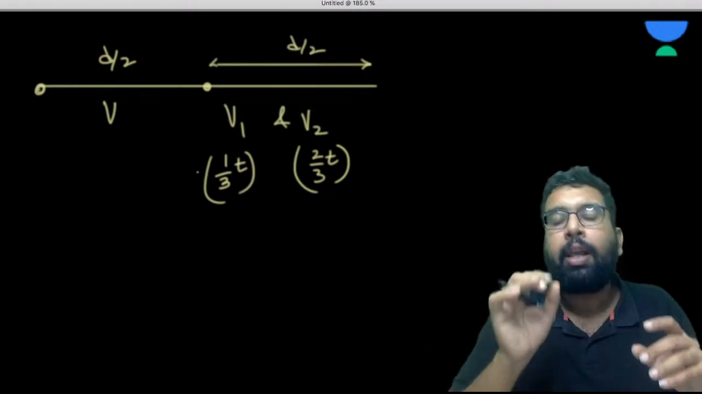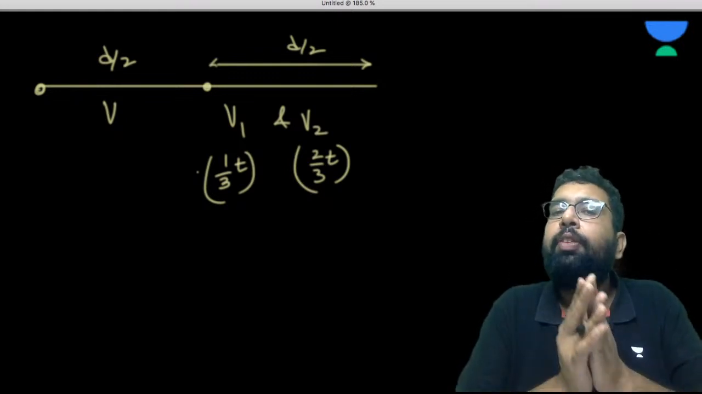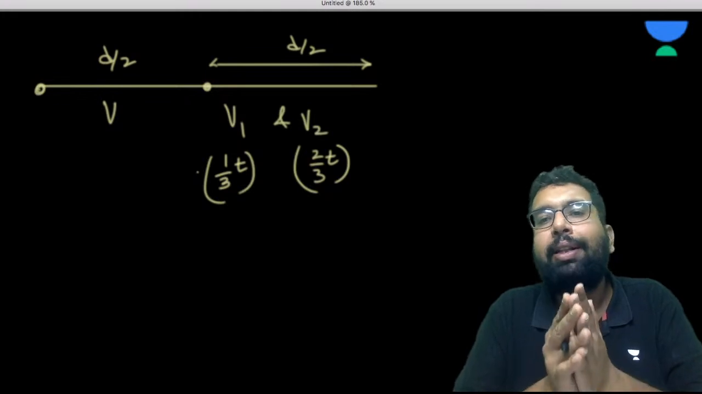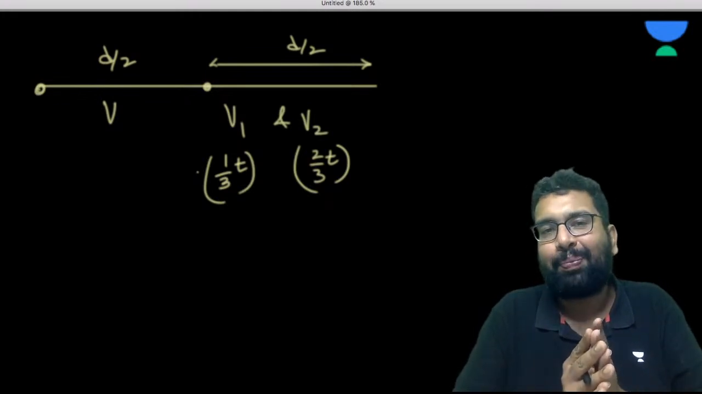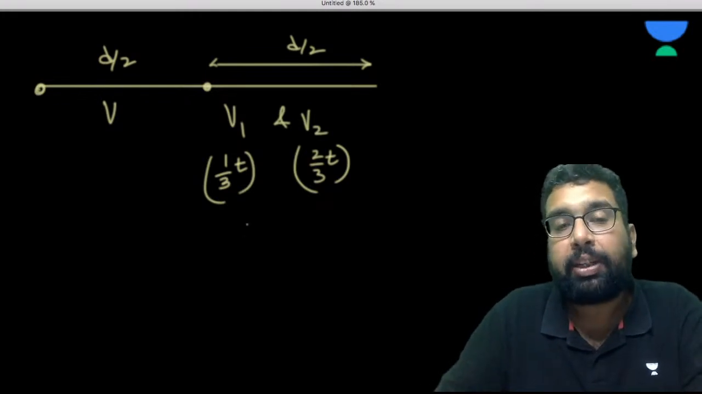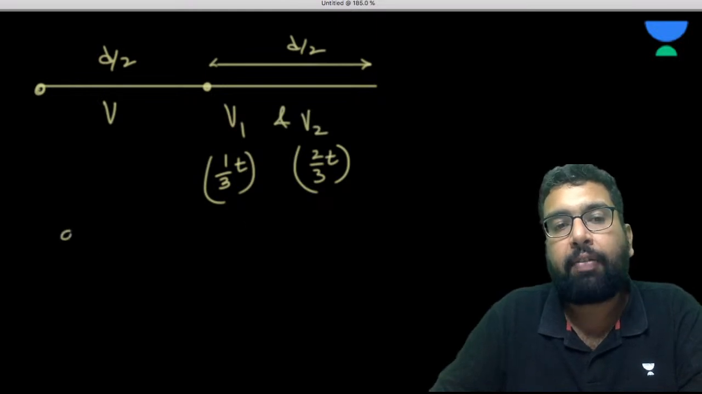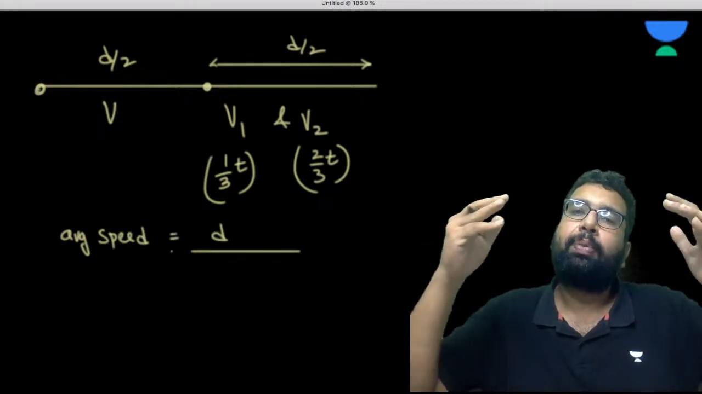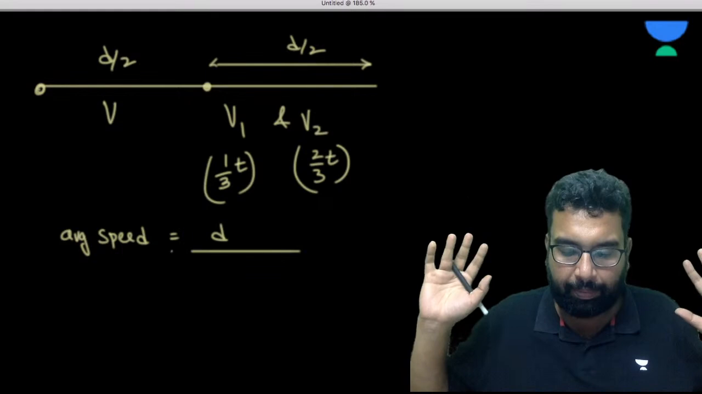Just one moment. So V1 speed we followed for 1 by 3 of the time, and V2 speed we followed for the next 2 by 3 of the time. Right? Okay. Now see what happens. So what is going to be the average speed? Now please understand this. What is the total distance he has covered? See, speed is total distance upon total time.